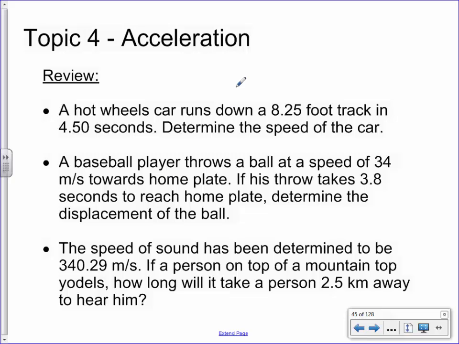So, the first formula then that we need is V equals change in D over change in T. And I'm not going to put the little arrow hats on top because we don't actually have a direction here. So all we need to do is take 8.25 feet and divide by 4.50 seconds.